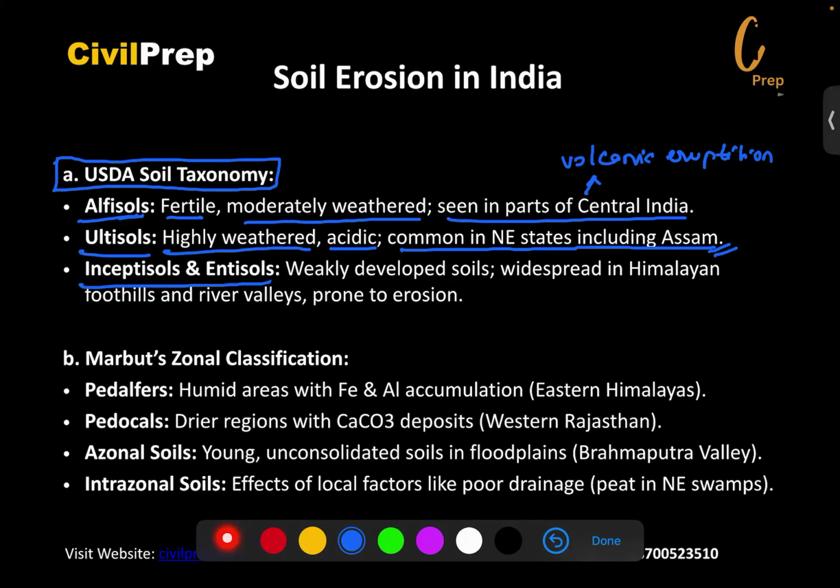Inceptisols and entisols are the newly formed soils. Thus, weakly developed soils because they are newly formed, widespread in the Himalayan foothills and river valleys, and highly prone to erosion. Then Marbut's zonal classification.